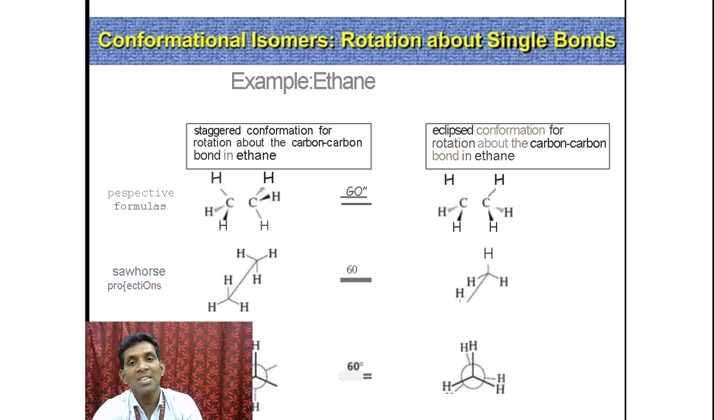In the eclipsed conformer, each front CH bond is eclipsing the backside CH bond. So the observer cannot see the backside CH bond. That's why it's called the eclipsed conformer. And in the staggered conformer, the hydrogens are at 180 degrees, and it is a very stable conformer, and you have to see that one in a Sawhorse projection. The staggered conformer is very stable, because the CH bonds are far away from each other.